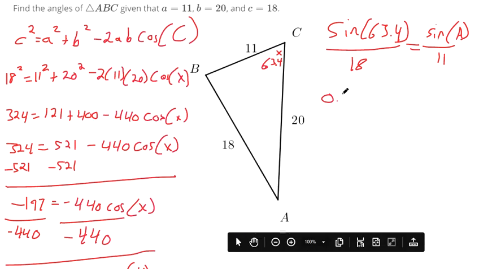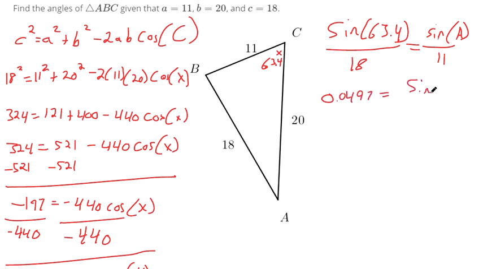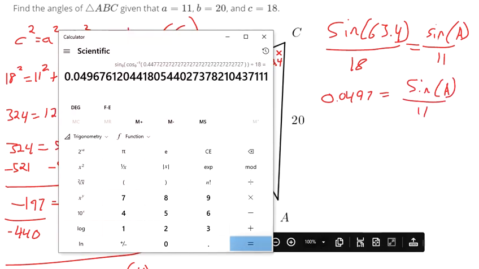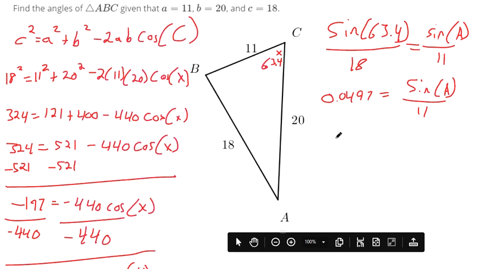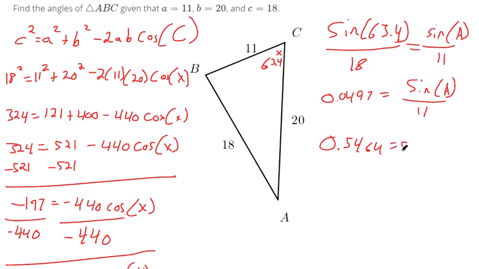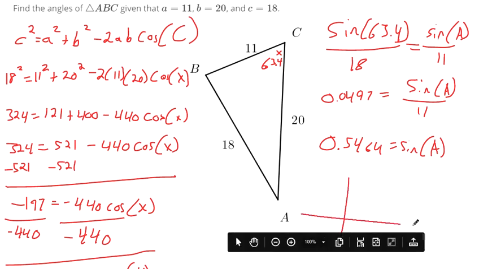I'm going to round there. And then to get sine of A by itself, I'm going to multiply both sides by 11. So it's 0.5464. And so now here's where we want to consider two possibilities, because sine is positive both in the first and the second quadrant, right? There's two possibilities here. So we want to keep that in mind when we use our calculator.